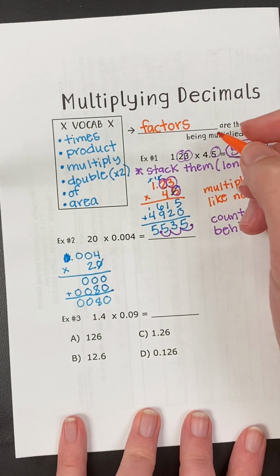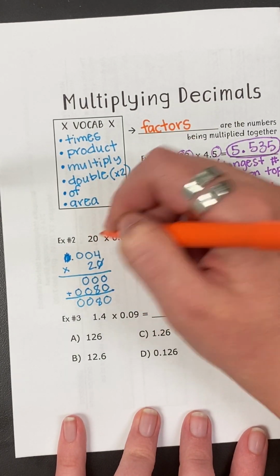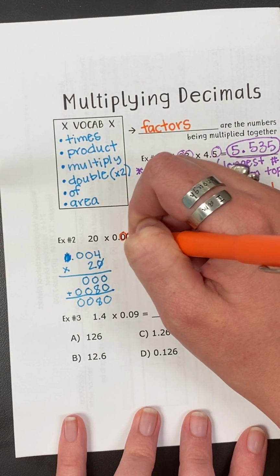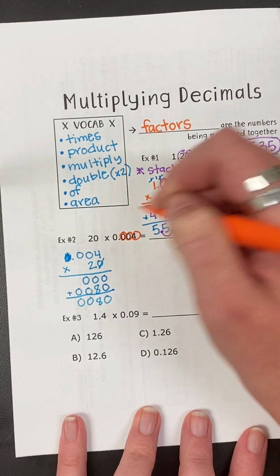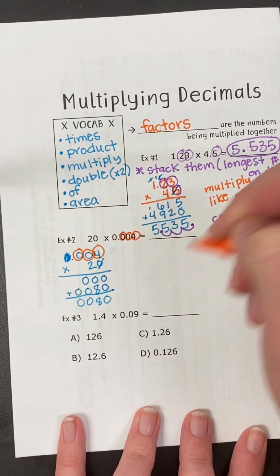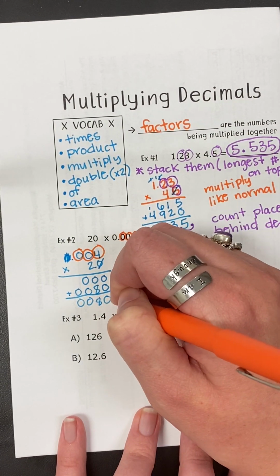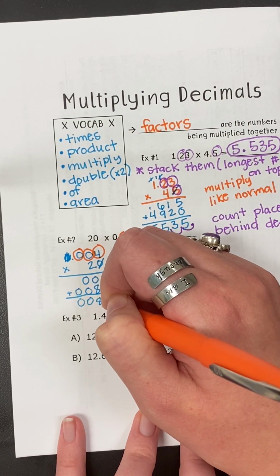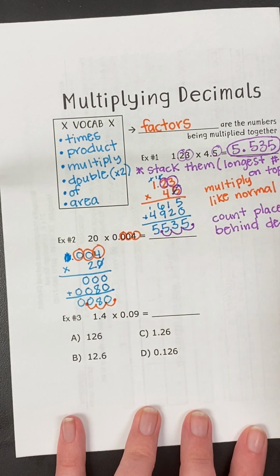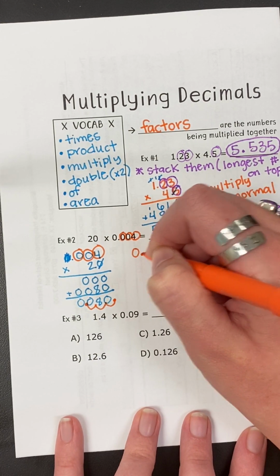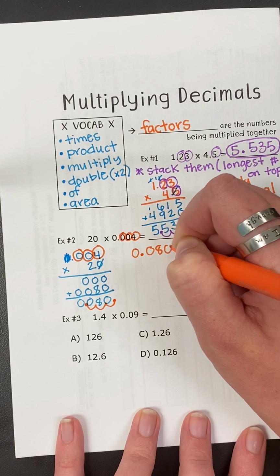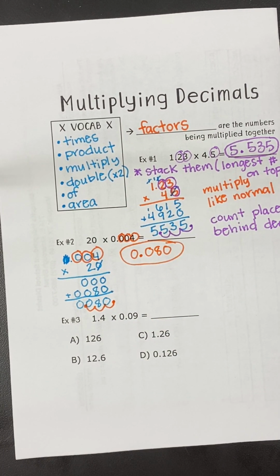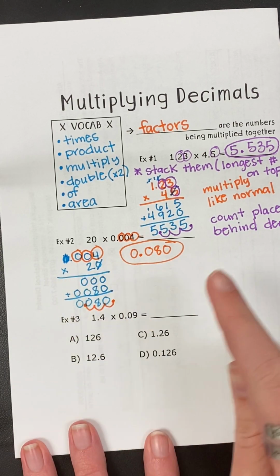Now I have to circle all my numbers behind the decimal. 20 doesn't have a decimal, so there's nothing to circle there. But this one has 1, 2, 3 numbers behind the decimal. You can also circle them here if you would like. So we start at the back, and we make how many hops? 3. 1, 2, 3. So my answer is 0.080. Again, longest on top, count your decimals.